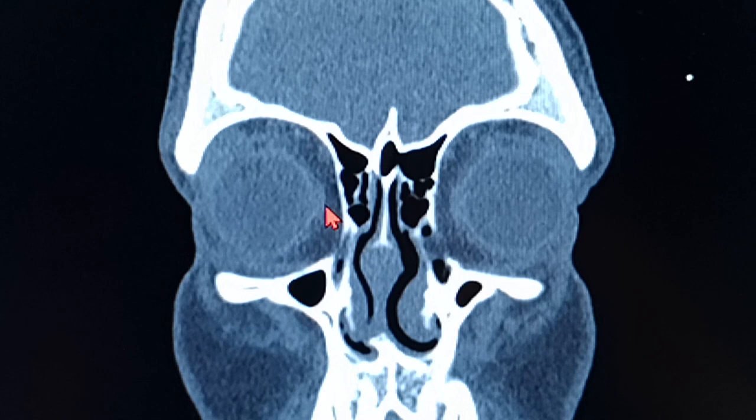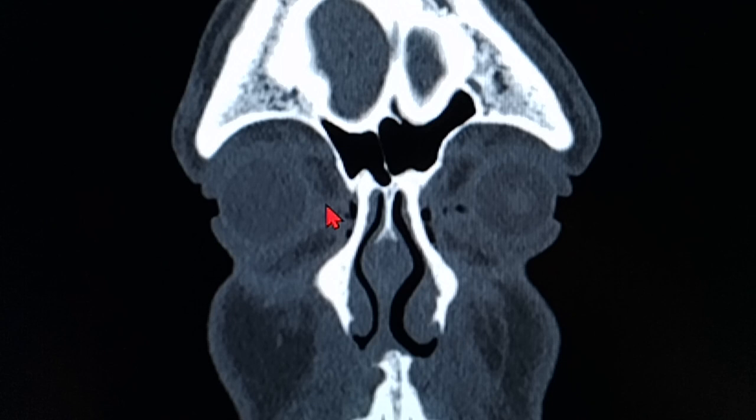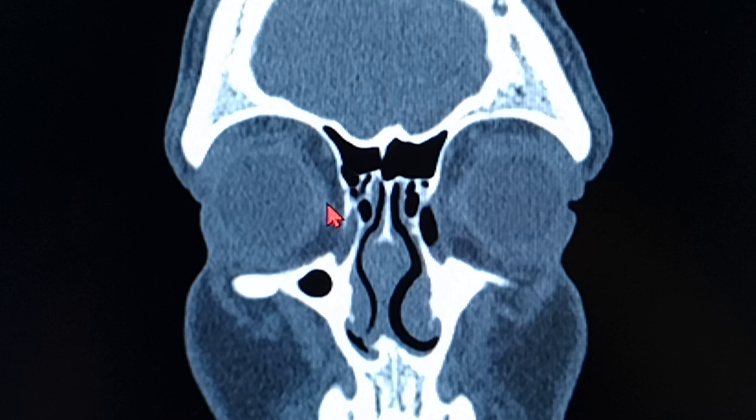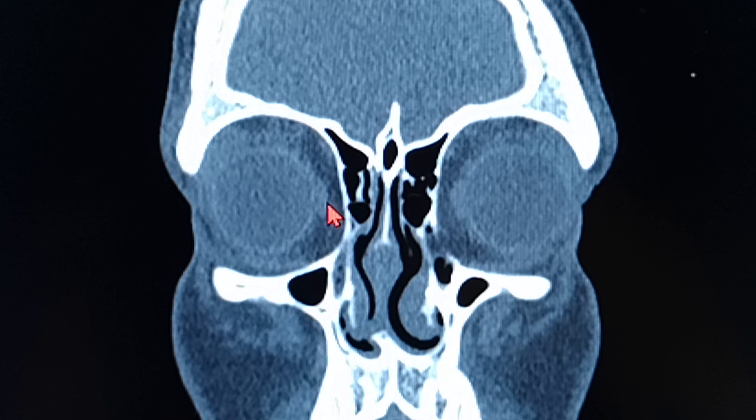So the basic concept is, before you go for the surgery, you need to know the basic concepts of a CT scan, because a CT scan acts as a roadmap, basically a Google map. It guides you to your surgery. Also, during your surgery, you need to plan the steps in surgery depending on the anatomy which you see on the CT scan.